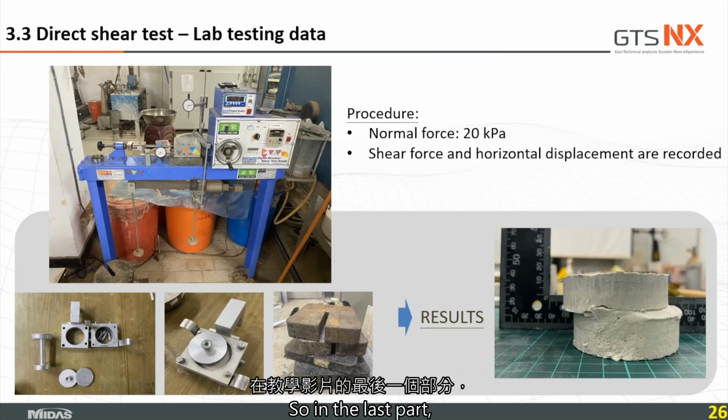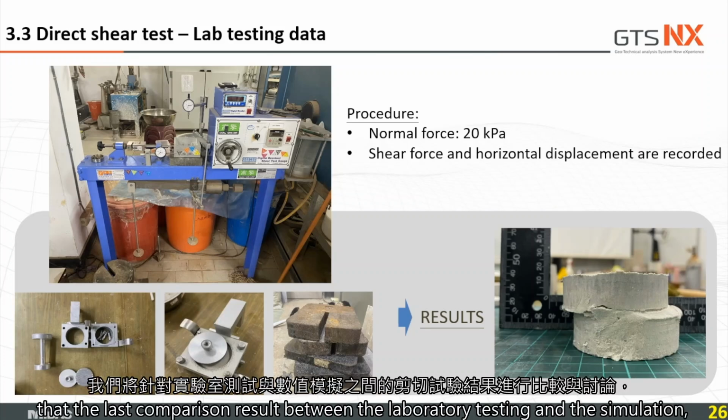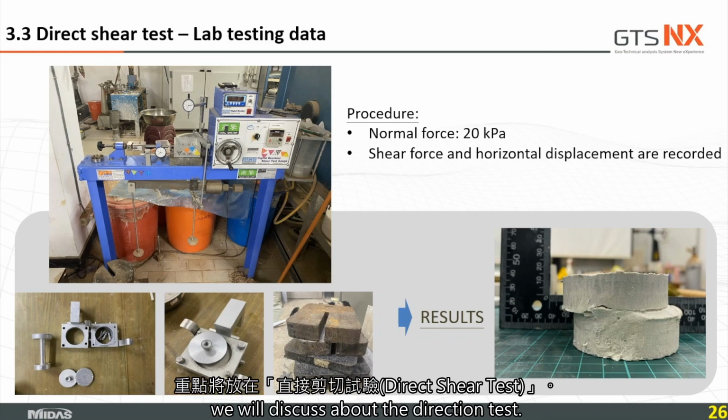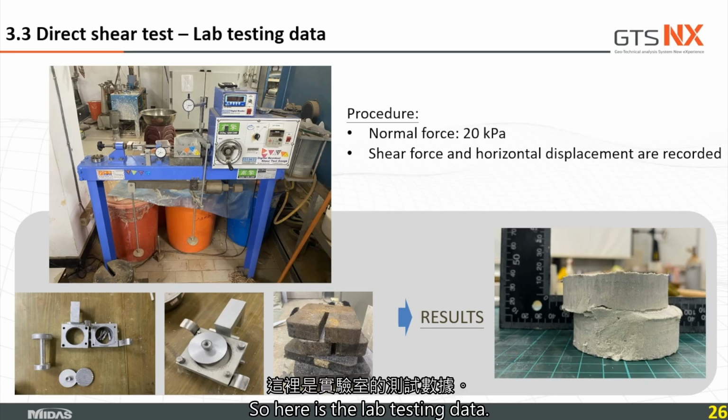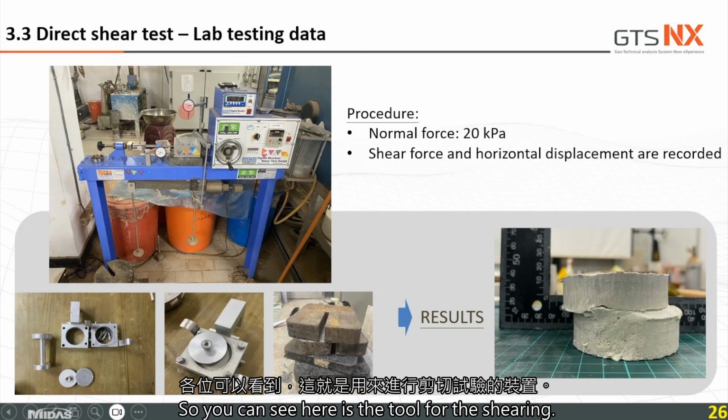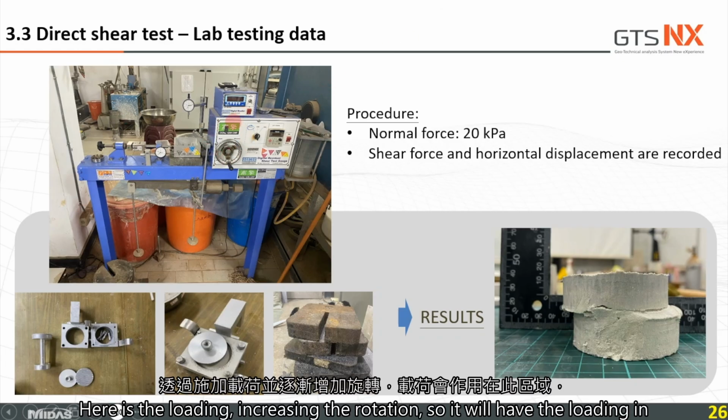In the last part, the last comparison between the simulation and testing, we will discuss the Triaxial Test. Here is the lab testing data. You can see here is the tool for the shearing. Here is the loading, increasing the rotation.